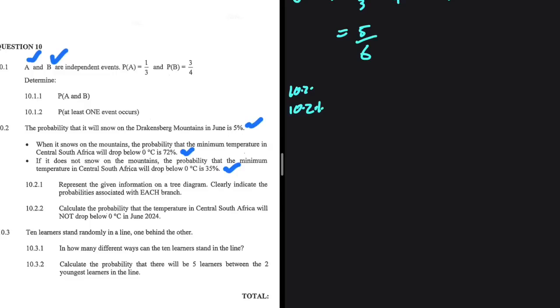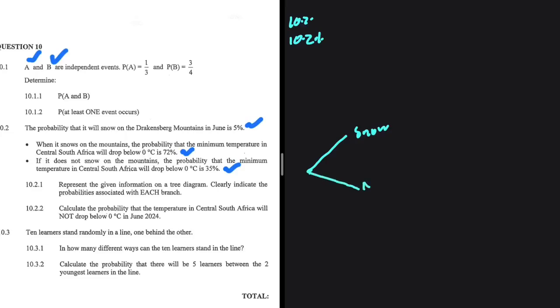10.2.1 is probably setting us up to do 10.2.2. But let's just go ahead and solve this problem. We have 10.2.1. We're supposed to represent this in a tree diagram. Well, let's start. So it's either it is going to snow or it is not going to snow. So snow and not snow. One of those two has to happen. It's either it is snowing or it is not. It cannot be in between or both at the same time.